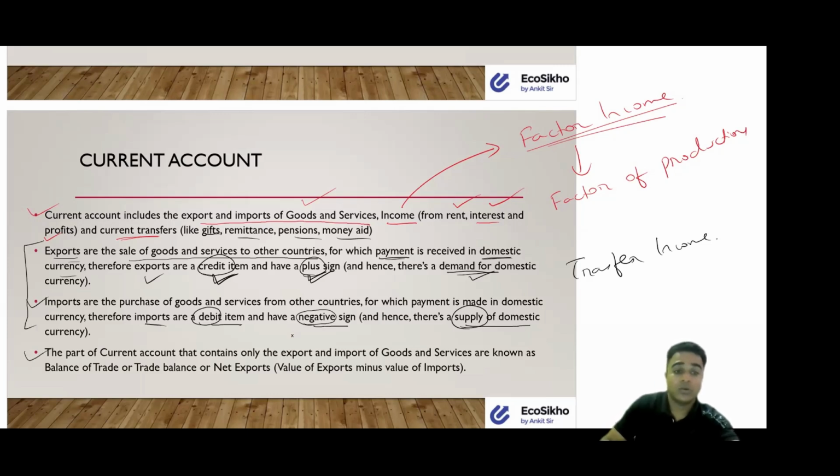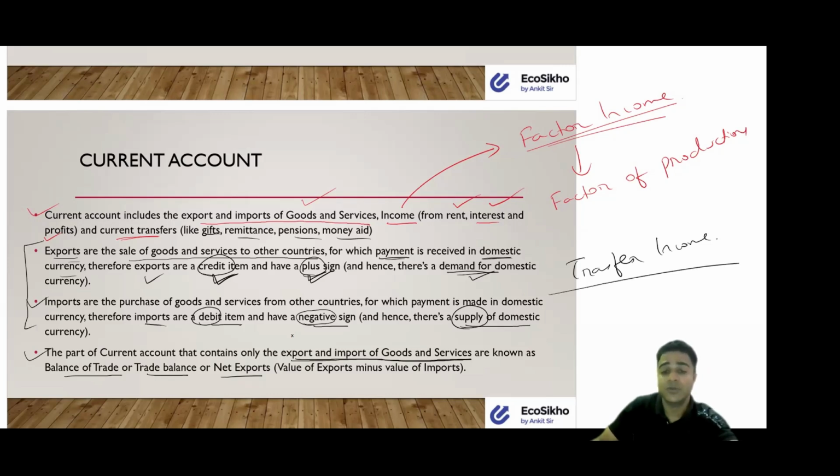Moving on. So I have just told you the current account contains exports and imports of goods and services. It includes factor incomes and payments. It includes transfer incomes and payments. So in total, the current account contains three, four different items. But that part of the current account where we are only talking about the export and import of goods and services, only this small part, we call it balance of trade or trade balance or net exports.